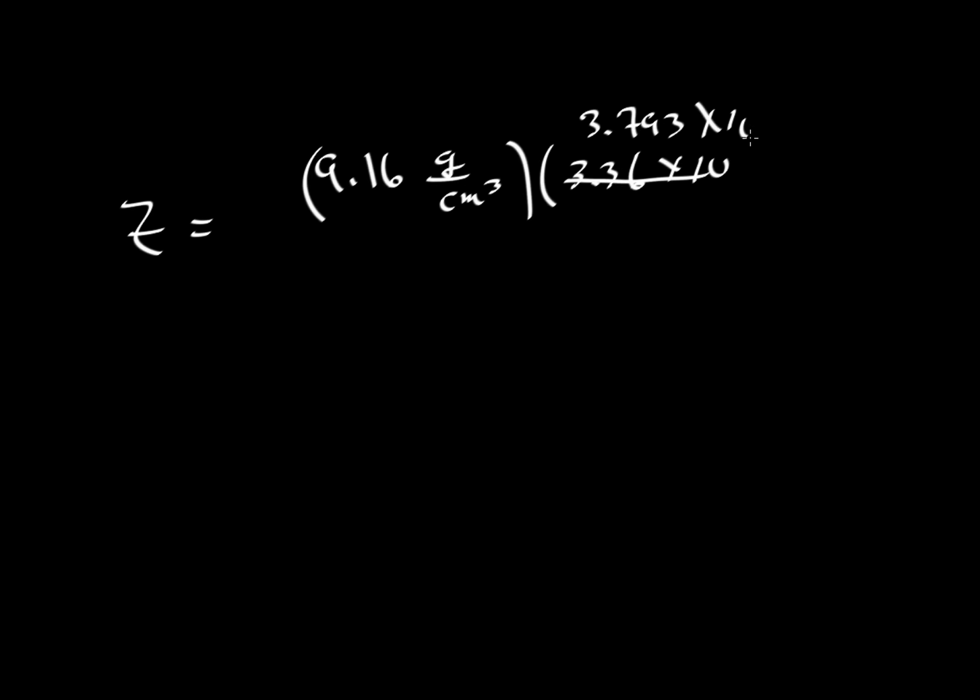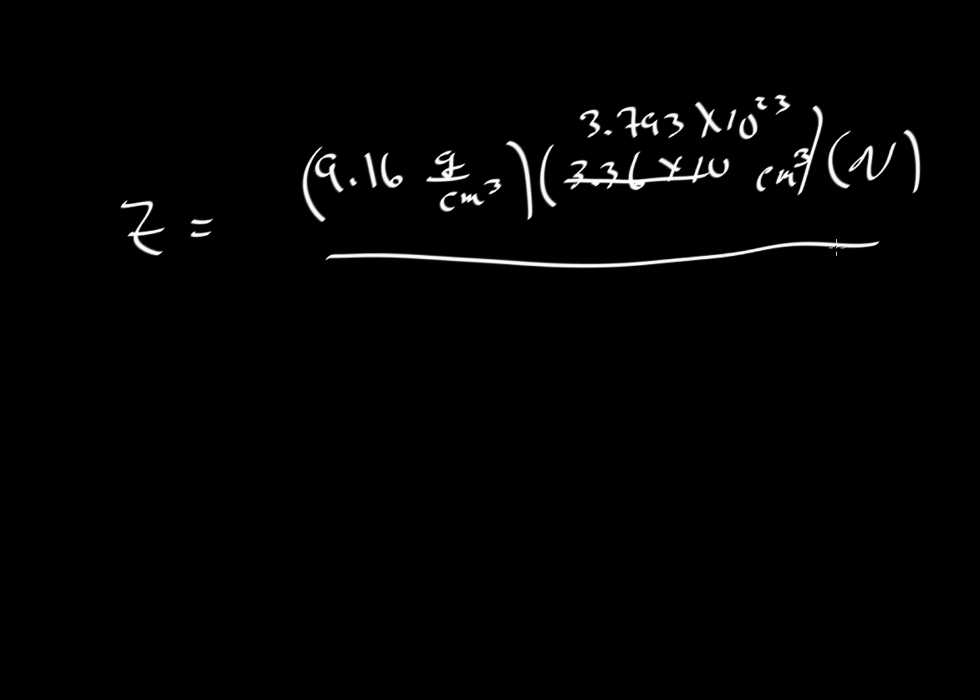3.793 times 10 to the 23, in units of cubic centimeters. And then that'll be multiplied by n, 6.02 times 10 to the 23. And that'll be divided by molar mass, which is 209 grams per mole. Let's take a look at the way the units cancel out.